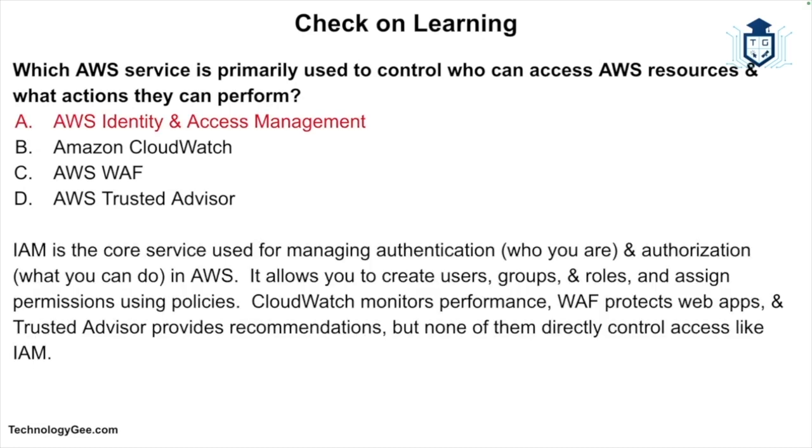And the correct answer is AWS Identity and Access Management. So this is the core service used for managing authentication, such as who you are, and authorization in terms of what you can do in AWS. It allows you to create users, groups, and roles and assign permissions using policies. CloudWatch, this monitors performance. The Web Application Firewall, this protects web applications. And Trusted Advisor, this provides recommendations, but none of them directly control access like Identity and Access Management.